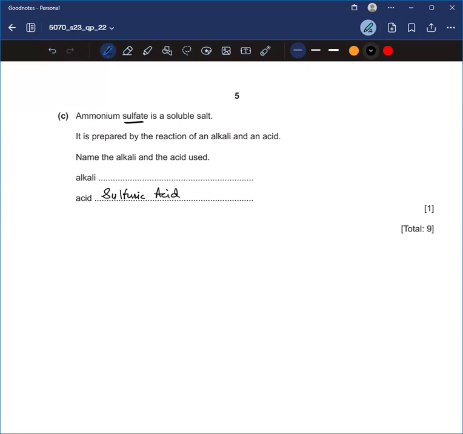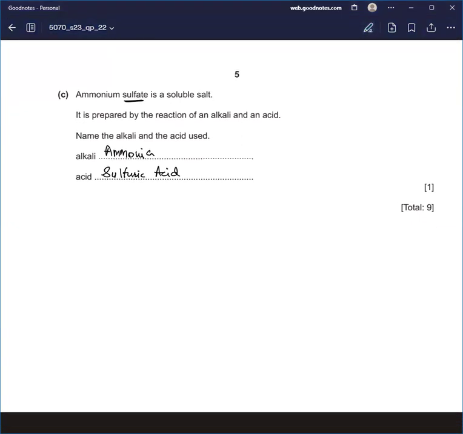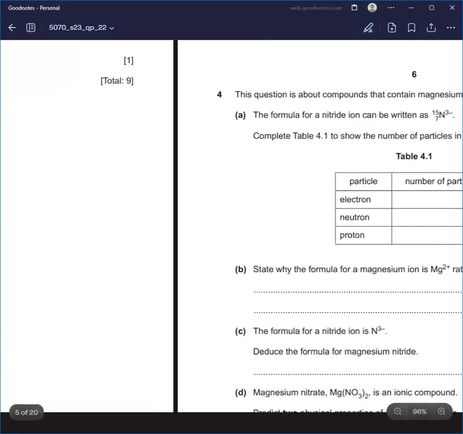And for alkali, I could use ammonia. Yeah, ammonia is also used as an alkali. Okay, so now question number, page further.